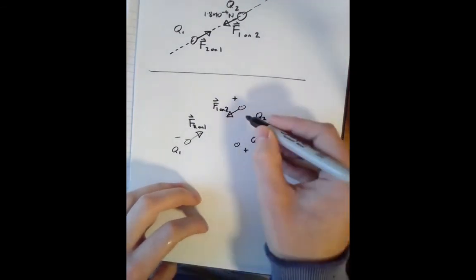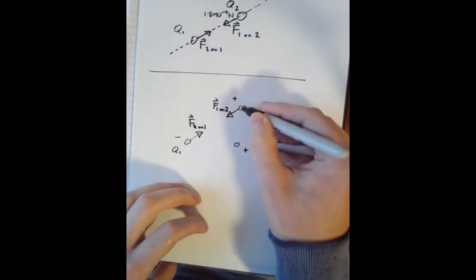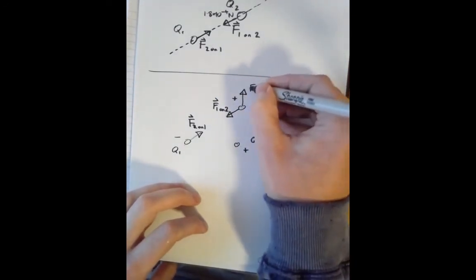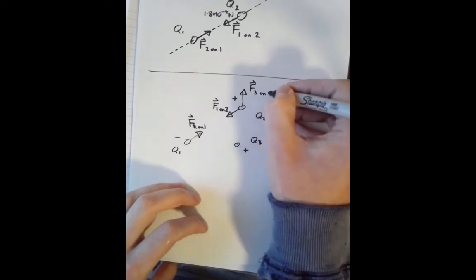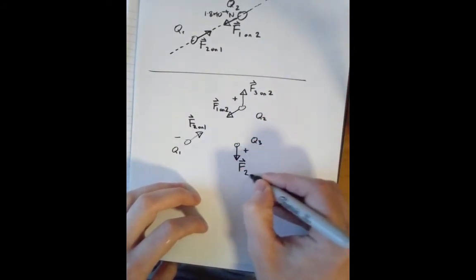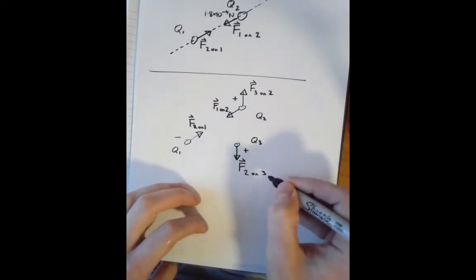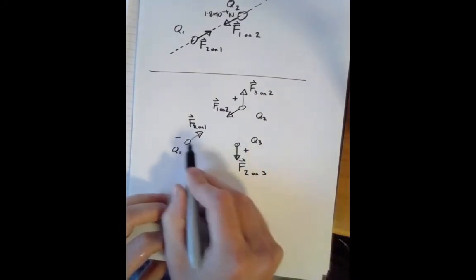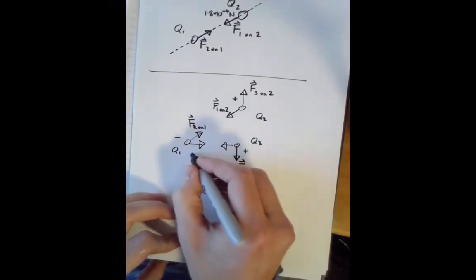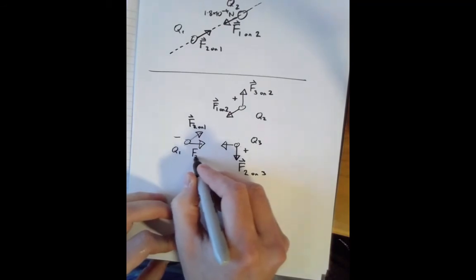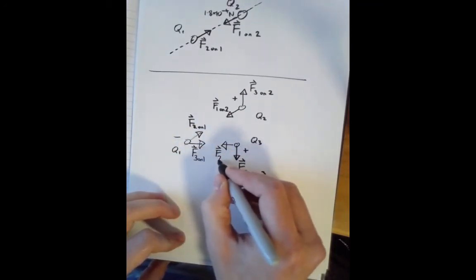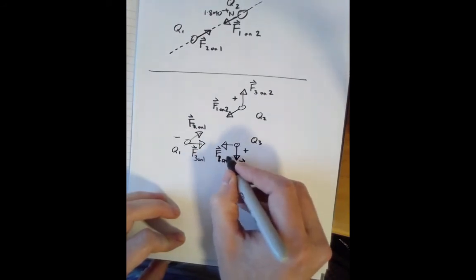What about this pair of charges? Well, they are the same charge, which means they must be repelling. So this is F of 3 acting on 2, and this is F of 2 acting on 3. And then finally, these 2 charges are opposite charges, a negative and a positive, so they are attracting. This is F of 3 on 1. This is F of 1 on 3.